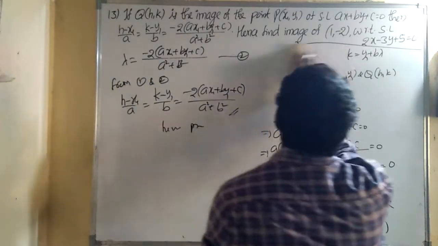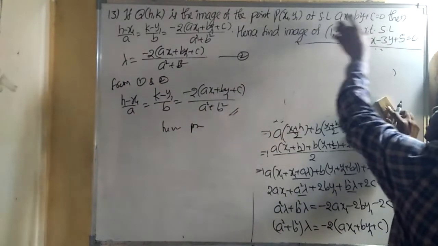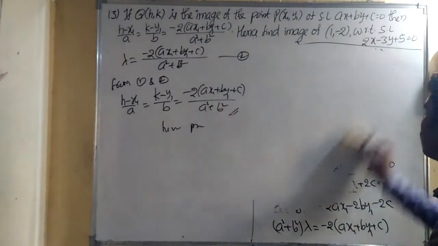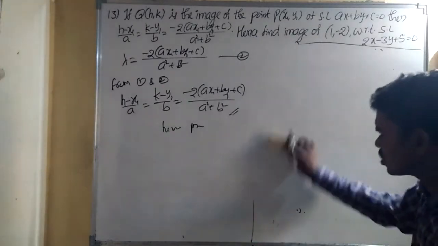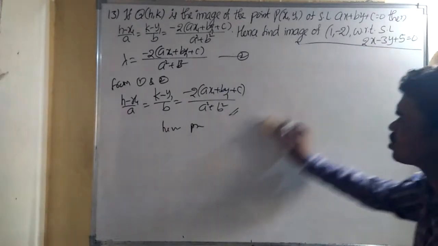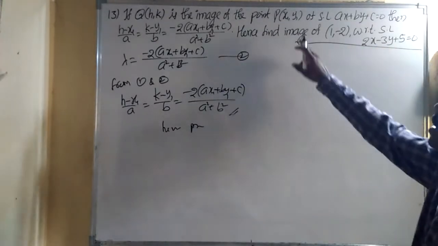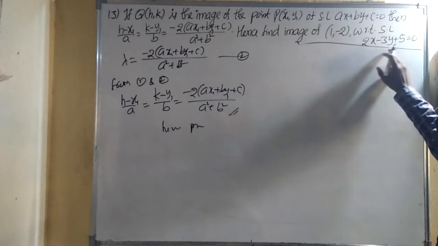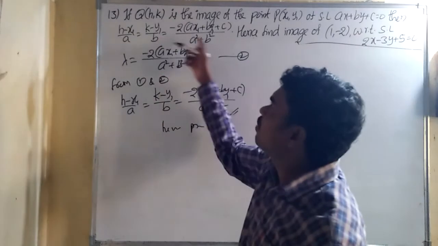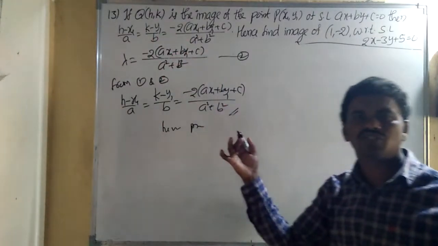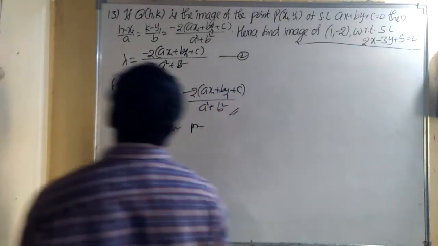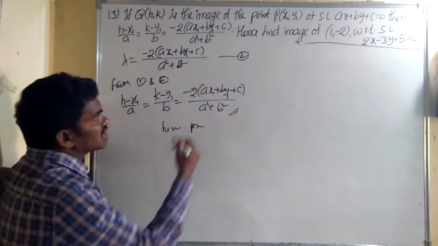And moreover, sometimes only this concept, find the image of (1, minus 2) with respect to a straight line, can be asked as a 2 marks question also. So suppose in 2 marks also, if they ask find the image of (1, minus 2) with respect to the straight line 2x minus 3y plus 5 equal to 0, then immediately we should remember this theorem and note it down in the solution, substitute the values, and do it. You will get 2 marks. Okay. For the next one, here I am doing, listen.